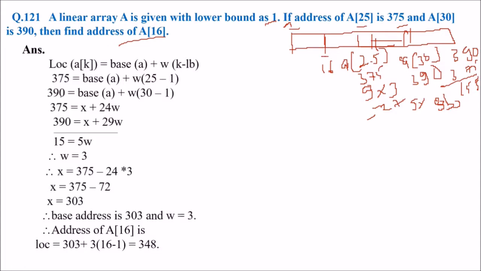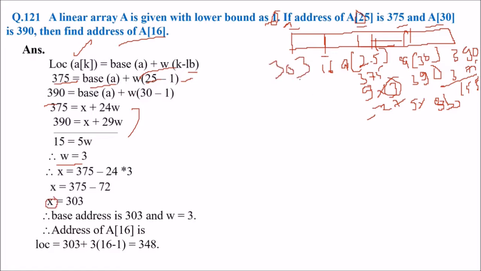We know this formula: location of A[K] is base A plus W times (K minus LB), and LB is given as 1. For the first one, the address is 375 and K is 25. Let us see the second one also: A30 is at 390, so base A plus W times (30 minus 1). We solve it and get W equal to 3. Now let us see what the base address X is. It will be 375 minus 24 times 3, so X is 303. So we start from 303.